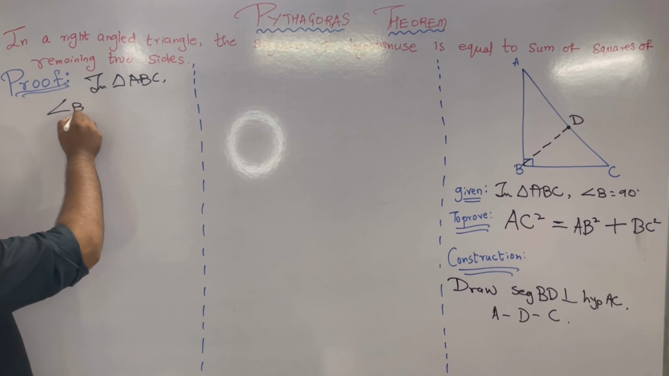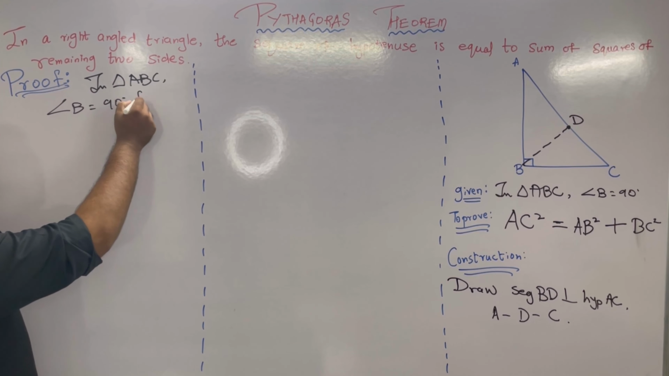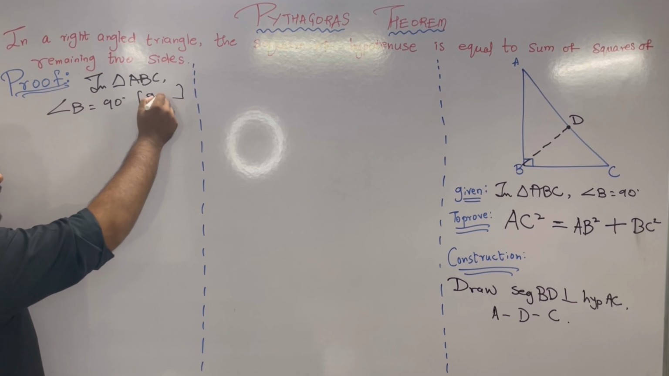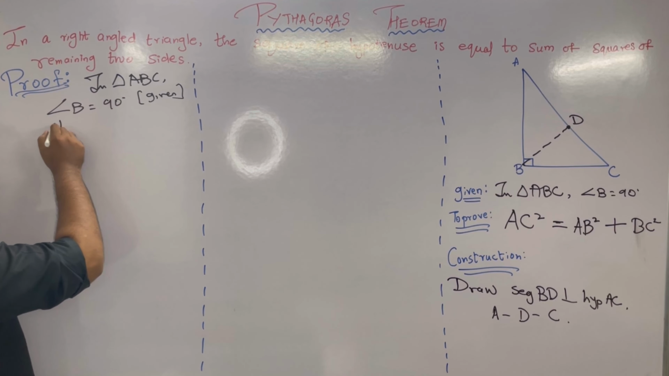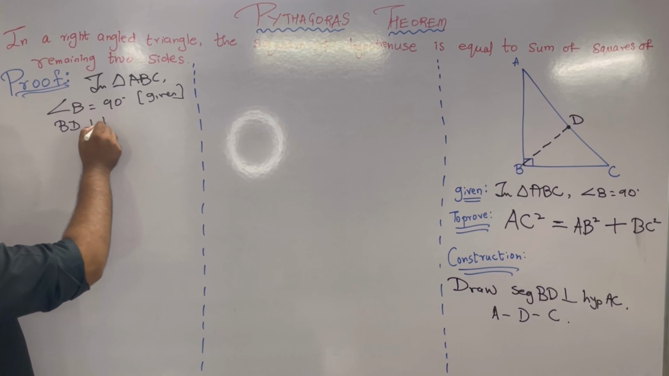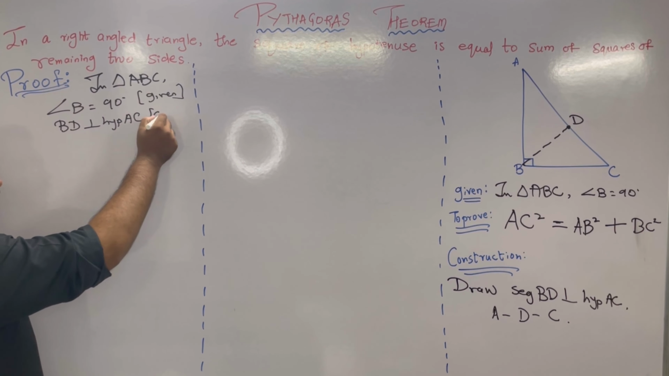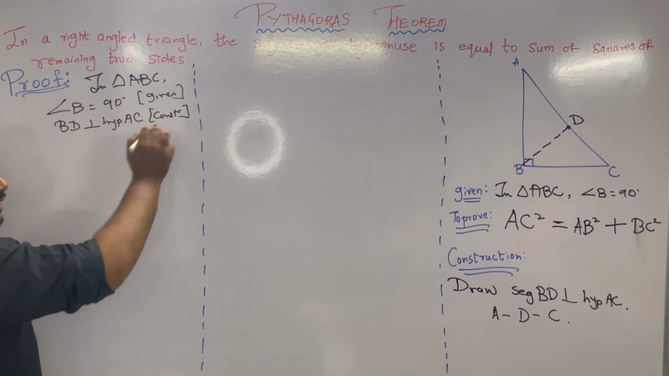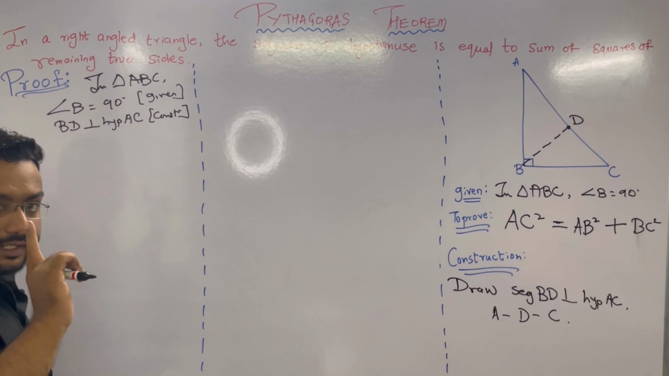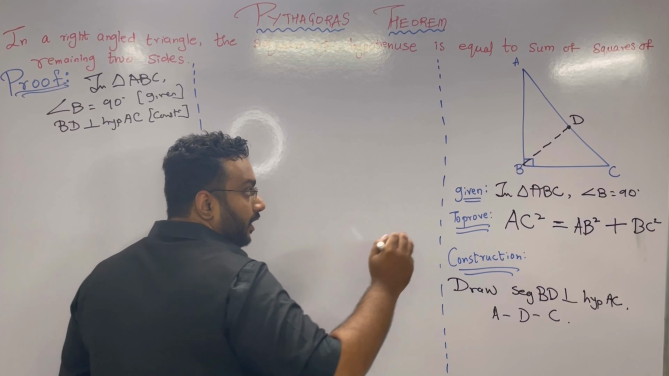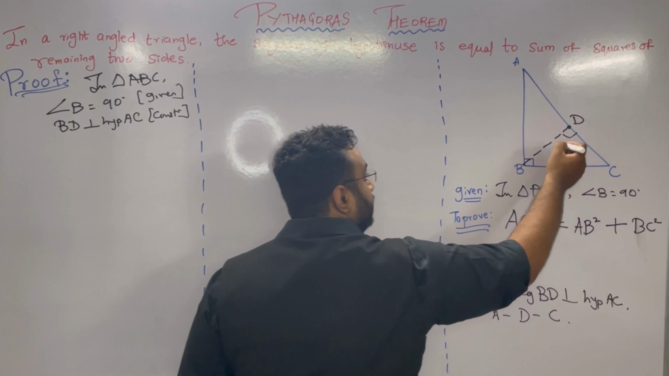There is an angle which is 90. These will be given. And there is a perpendicular. If you observe, there is a perpendicular to hypotenuse. So here hypotenuse is AC, so BD is perpendicular to hypotenuse AC. Reason will be construction. So whenever we have a right angle triangle and we have a perpendicular on hypotenuse, the figure looks like this, and this is a figure for similarity of right angle triangle.